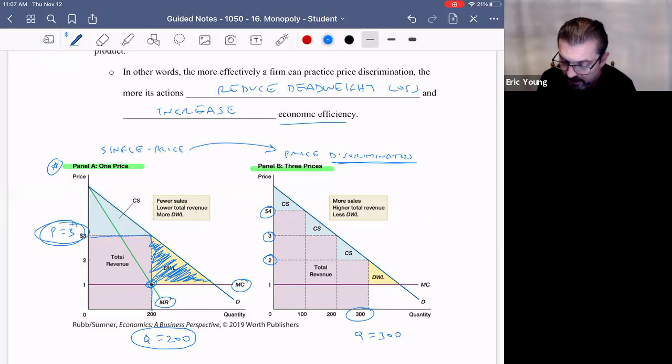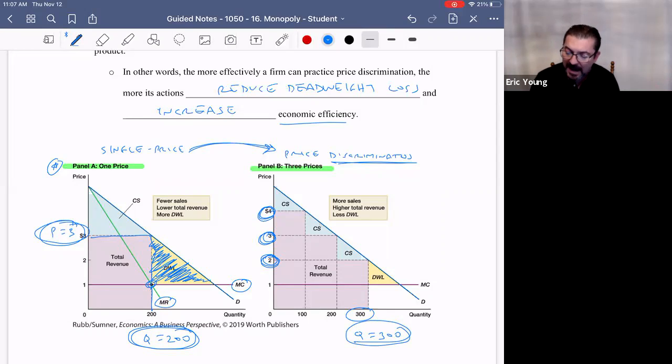But over here, with the price discriminator, he'll sell some customers the item at 4 if they're willing to pay for it, and others at 3 if they're willing to pay 3. And even the customer willing to pay 2, they can still get it. So instead of only selling 200 units, we sell 300 units. And if you map this out, you see that the dead weight loss triangle is much smaller.